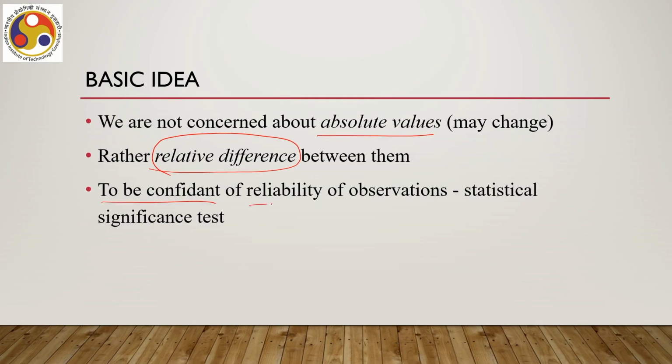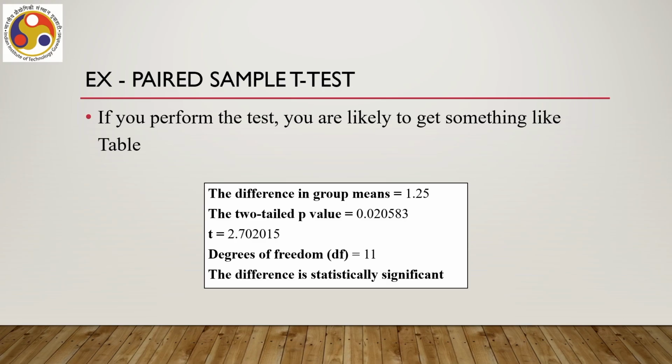To be confident of the reliability of observations, that is, that this relative difference will persist irrespective of change in experiment, we need to go for a statistical significance test. The test tells us whether this relative difference is by chance or due to the test conditions, and accordingly we can draw a conclusion. Now, there are different ways and different methods to perform a statistical significance test depending on the nature of the input data. If you perform the test, there are tools available for doing that.